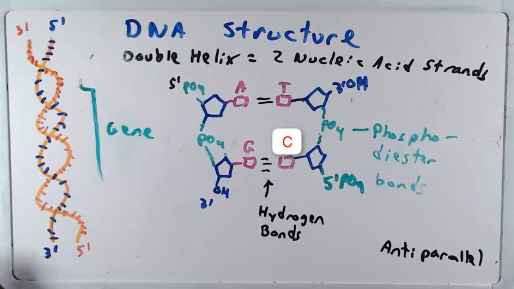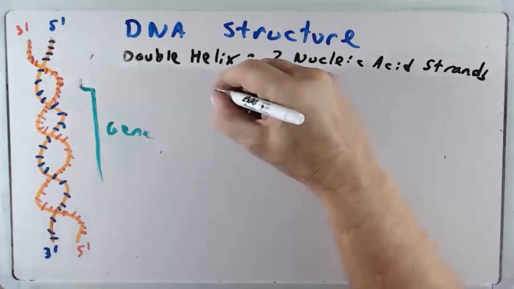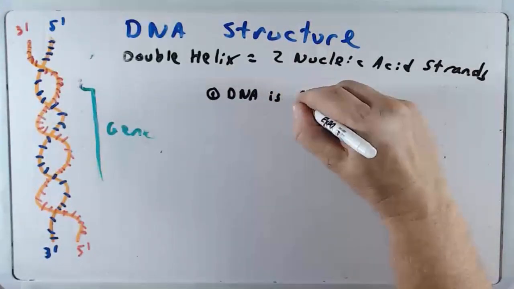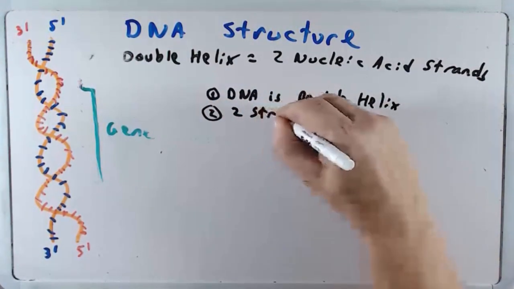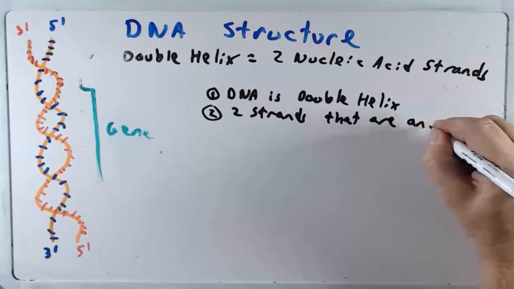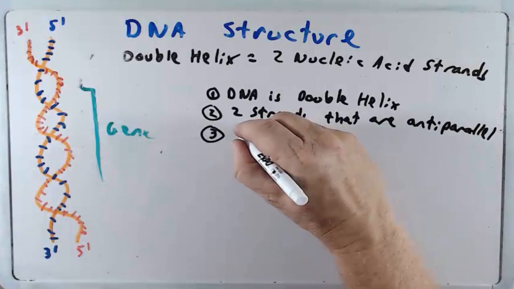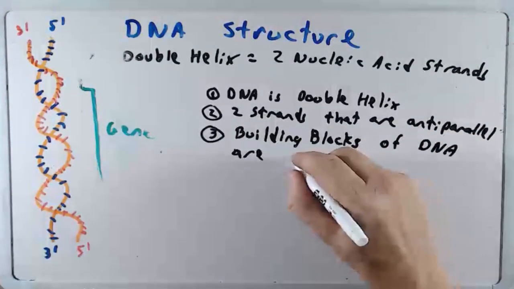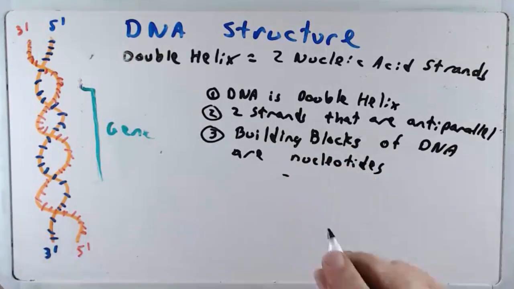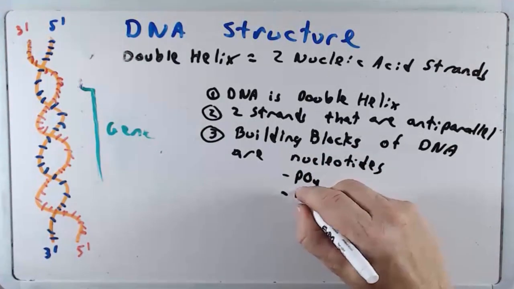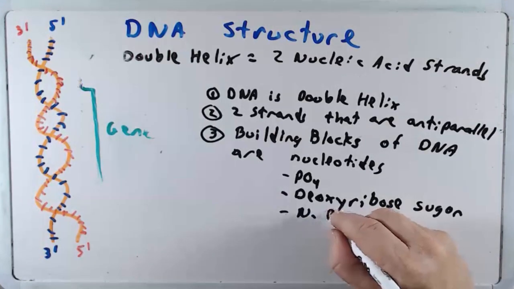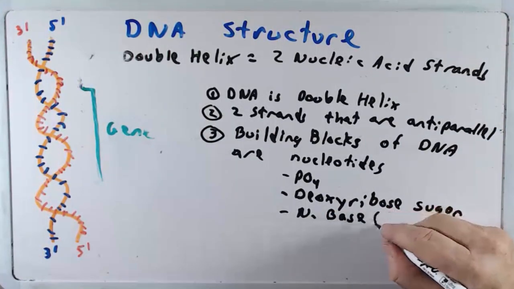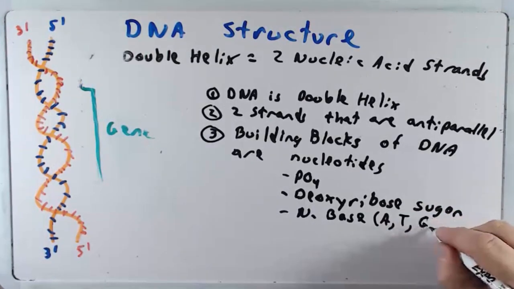Big picture, if you're trying to figure out what do I actually have to know from this, this is what you really should know, and maybe we can make a short list here. You should know that DNA is a double helix. You should know that DNA has 2 strands that are anti-parallel. You should know that the building blocks of DNA are nucleotides. Nucleotides in DNA consist of a phosphate, a deoxyribose sugar, and a nitrogenous base. You should know that those bases in DNA are adenine, thymine, guanine, and cytosine.